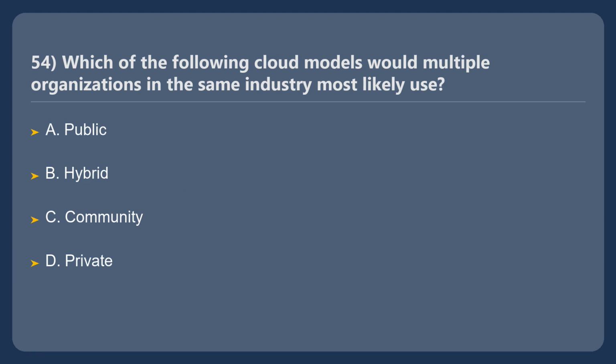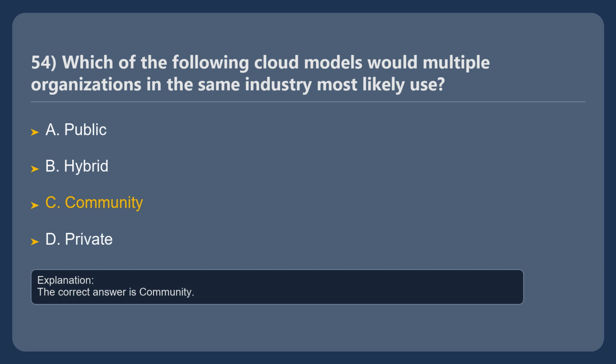Question 54. Which of the following cloud models would multiple organizations in the same industry most likely use? Option A, public. Option B, hybrid. Option C, community. Option D, private. The correct answer is option C, community.